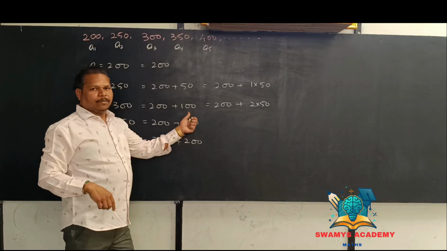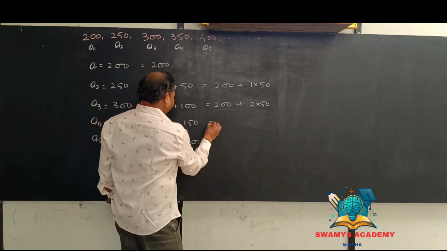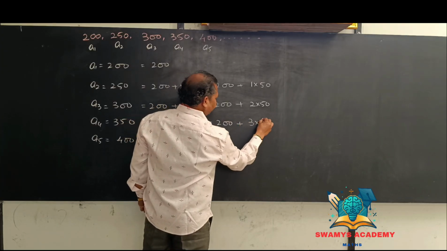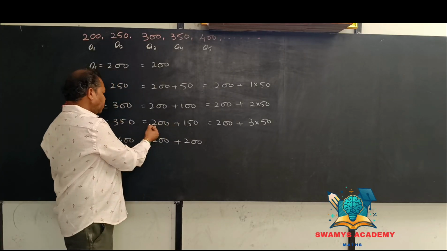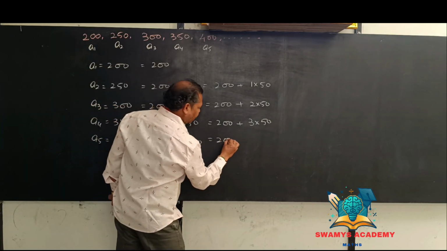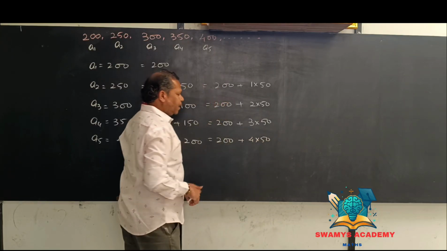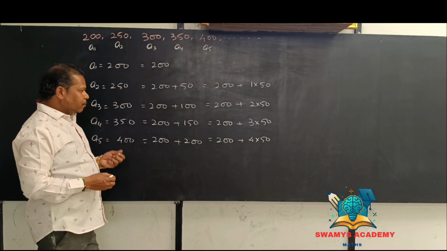250 is 100. Next 150. So 150, what can I write? 200 as it is. 350 is 150, so 150 plus 200 becomes 350. Next here 200. Next 450 is 200, so 200 plus 200, what will become here? 400.